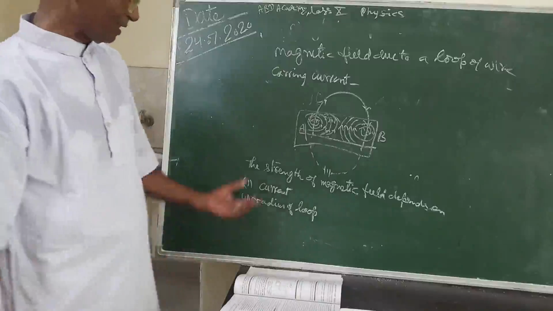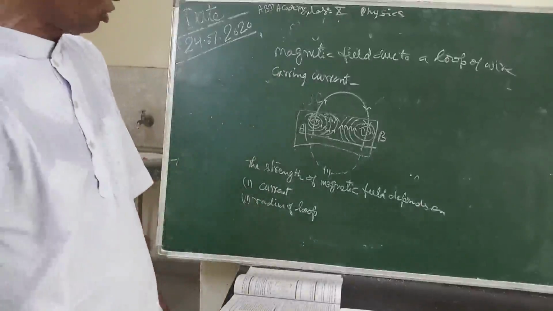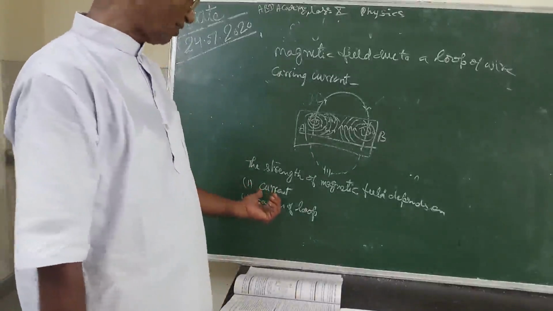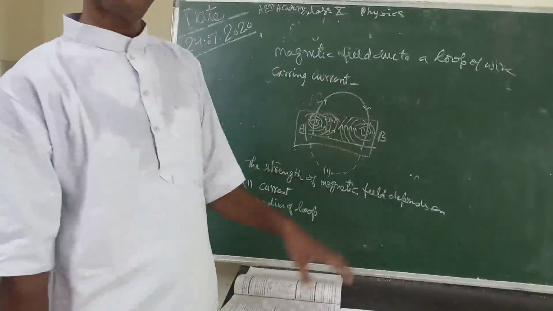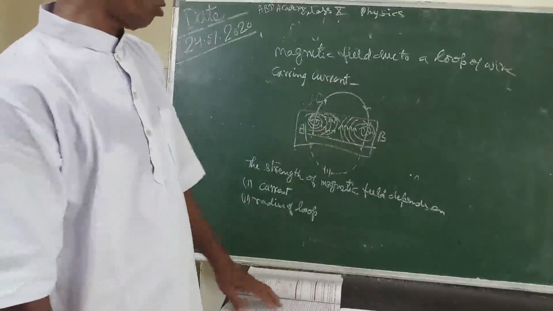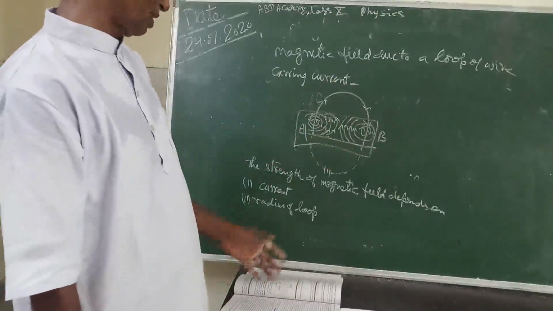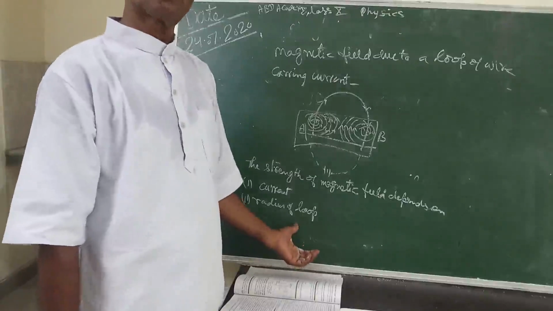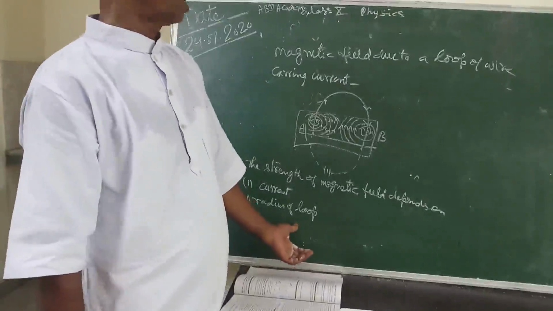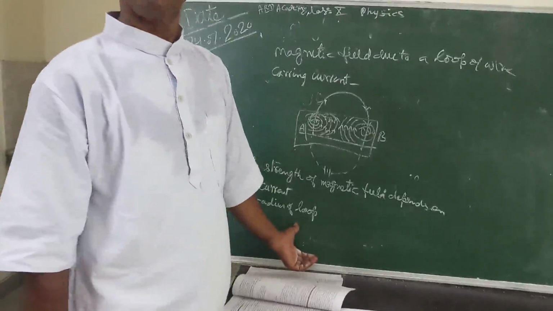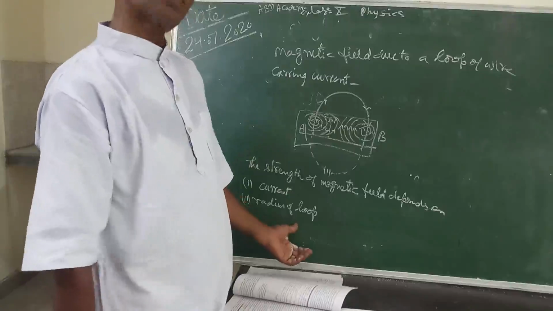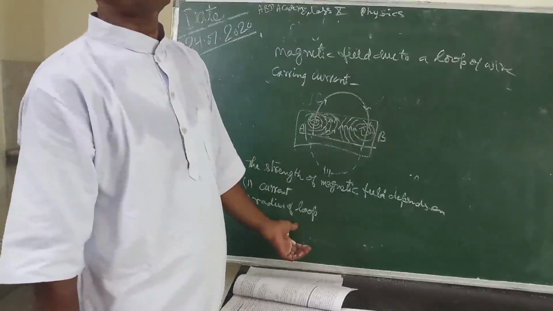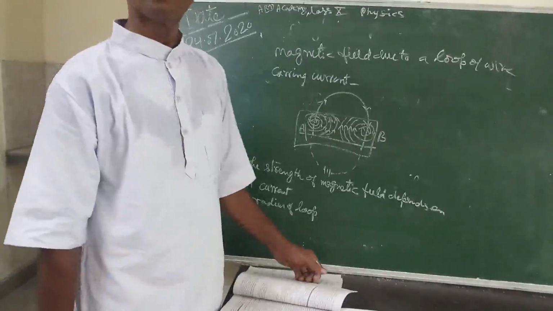The strength of magnetic field produced depends on two things. First is the magnitude of current in the wire. If current is stronger, a stronger magnetic field will be produced. And second, it depends on the radius of the loop. If the radius of the loop is more, the strength of magnetic field will be less, and if the radius is less, then the strength of the magnetic field will be more.